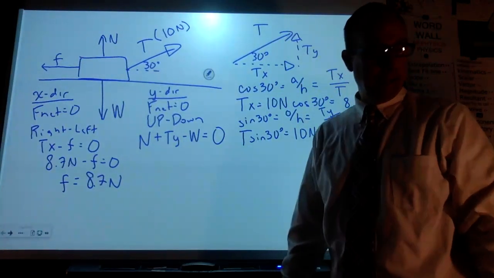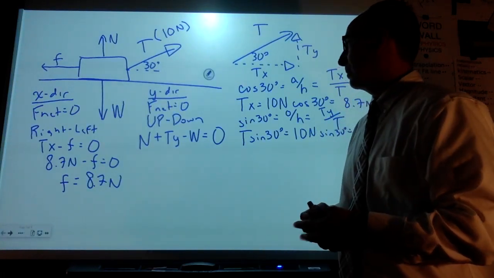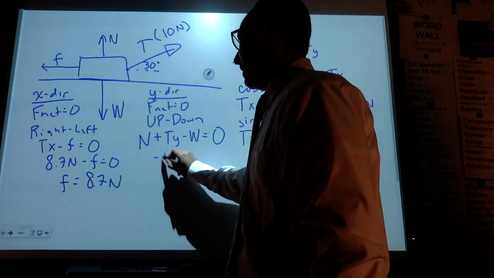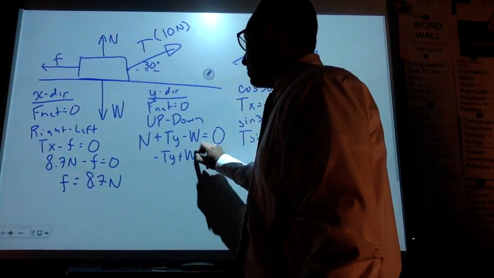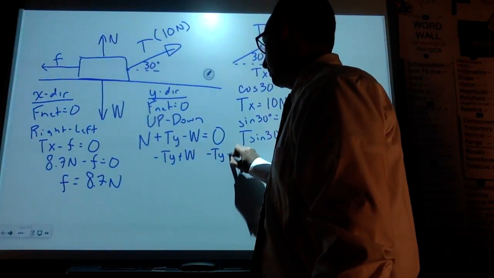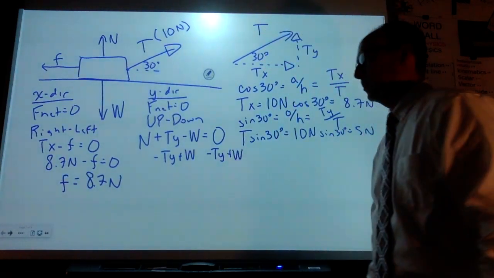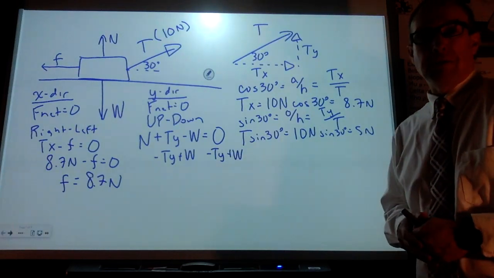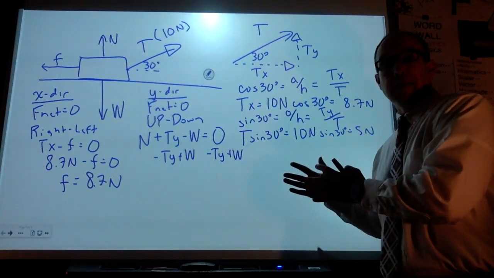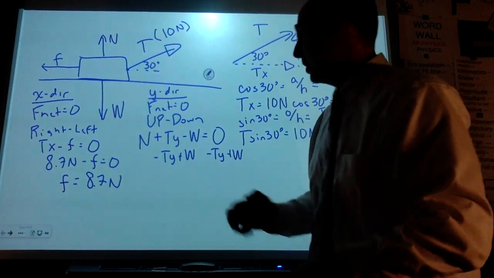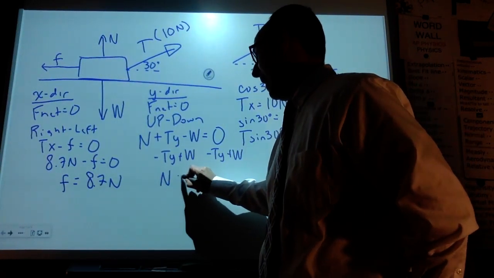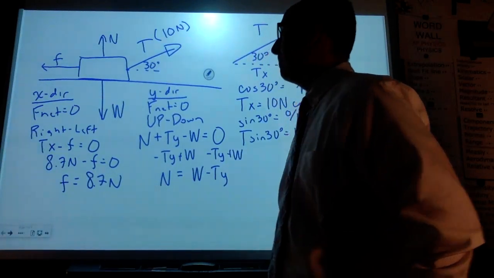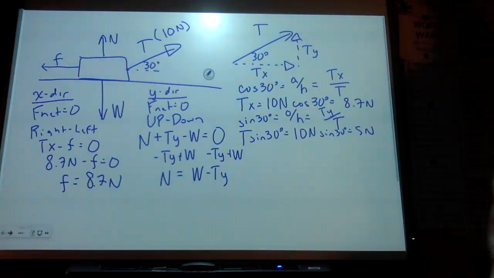And every time I say Ty, I want to say Ty Hilton. All right, so I'm going to subtract Ty and add W to both sides. Or if you want to, you could put in the numbers. I'll do it both ways for you guys. But I like to put everything on one side and then substitute in the numbers. So on this side, I'm going to have N. And on this side, I'm going to have W minus Ty. And they give us what our weight is.